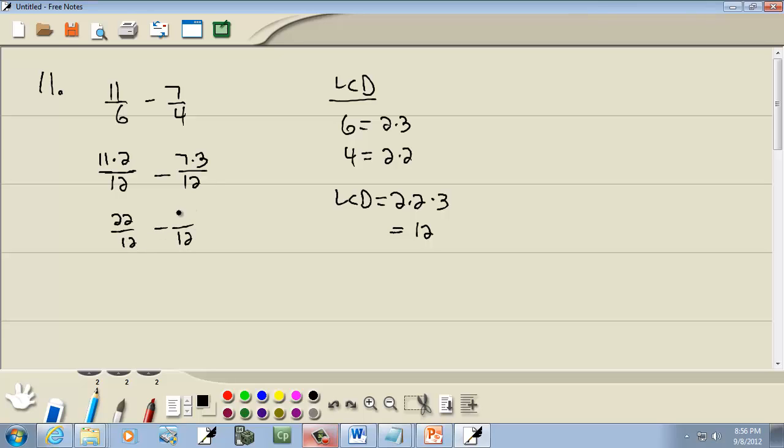minus 7 times 3 is 21, and since they have the same denominator now, we can add or subtract the top parts. 22 minus 21 is 1. And our last step would be to reduce this fraction and simplify it, but that doesn't simplify any. So 1/12 is our answer.